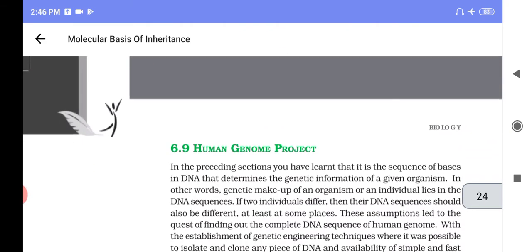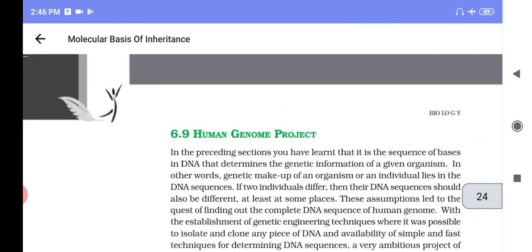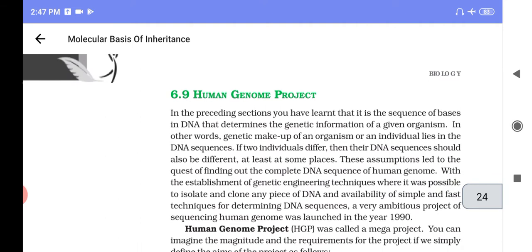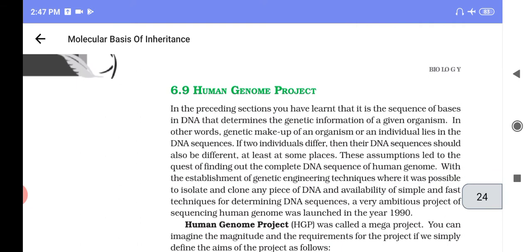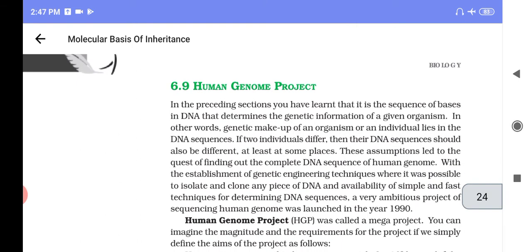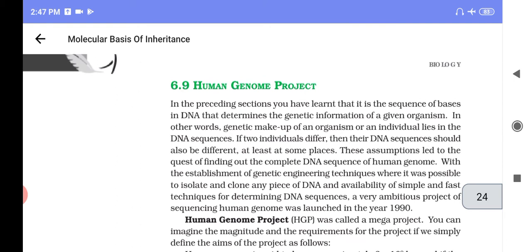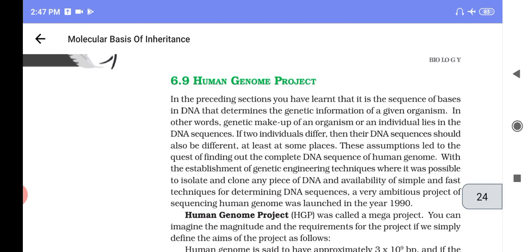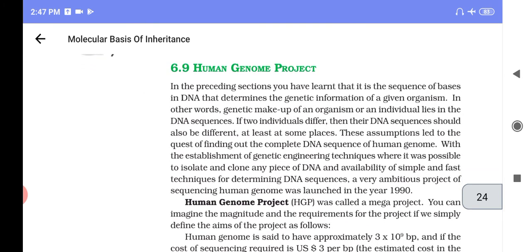Now, the Human Genome Project. In the preceding sections, you have learned that it is the sequence of bases in DNA that determines the genetic information of a given organism. In other words, the genetic makeup of an organism or an individual lies in the DNA sequences. If individuals differ, then their DNA sequences should also be different, at least at some places. These assumptions led to the quest of finding out the complete DNA sequence of the human genome.